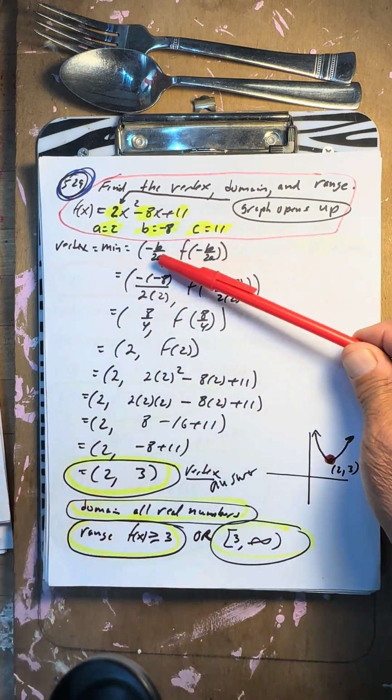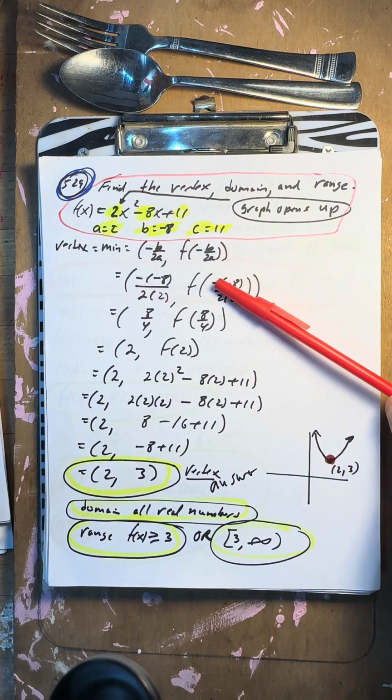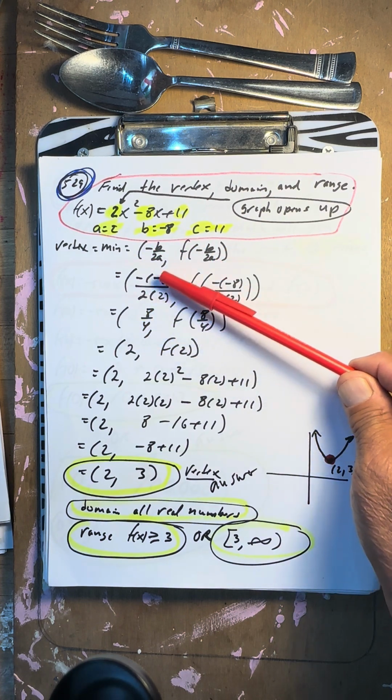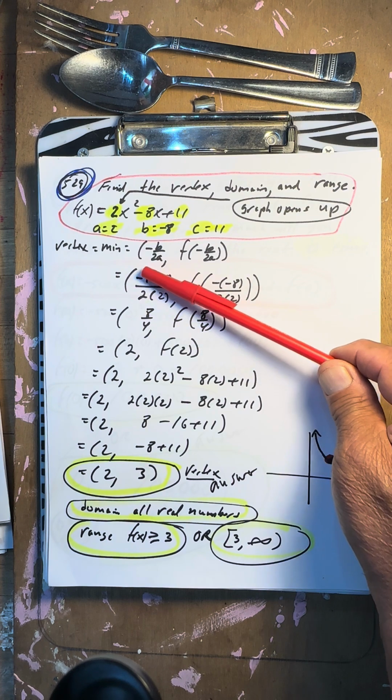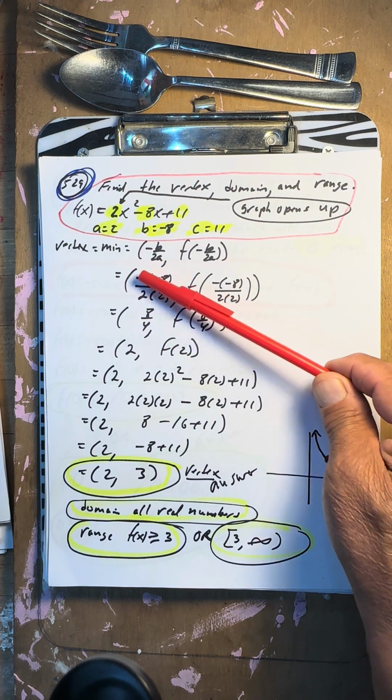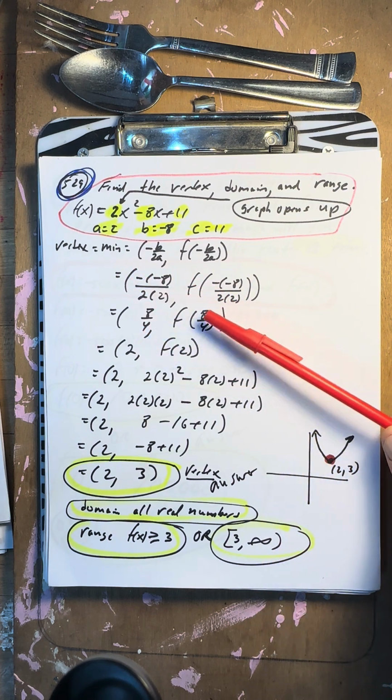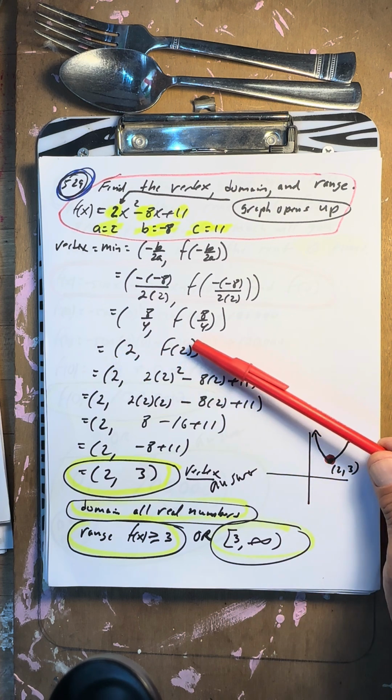ABC, there are the coefficients, put them in there. Negative b over 2a, f of negative b over 2a is the formula. So put the b, which is going to be what? Negative 8 over 2 times that. It's going to be positive 8 over 4. So it's going to be 2, f of 2.